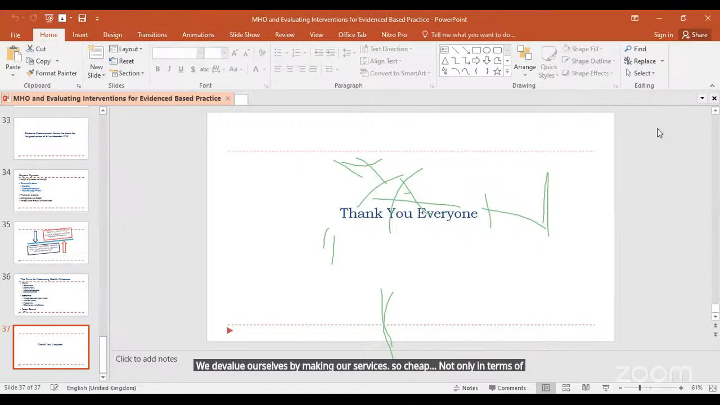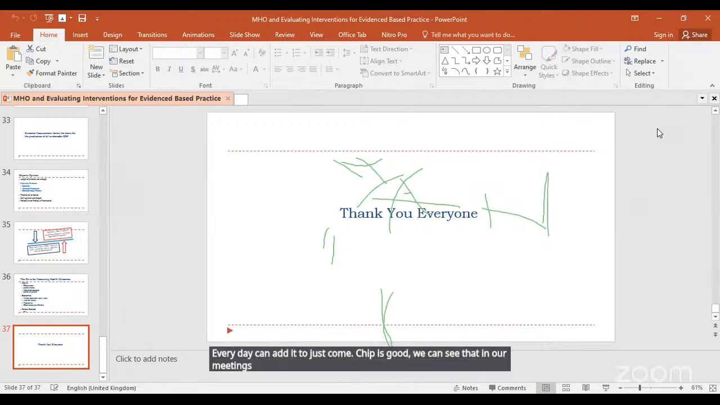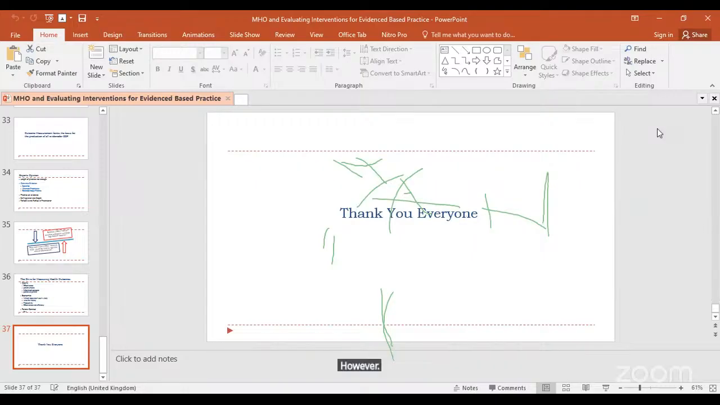So a lot of the time, we devalue ourselves by making our services so cheap, not only in terms of cheapness, but in that we don't even put any order into our system, either because of some seniors who know so many people in the management and who allow anybody, every day, to hurry to just come. Cheap is good. We can sit down in our meetings and be talking about how our practice can be better. However, the whole of the hospital system devalues us because there's no orderliness in what we do and the value we put on ourselves.